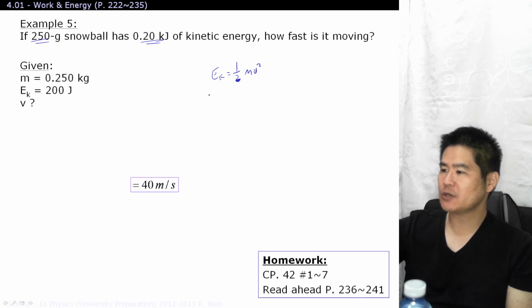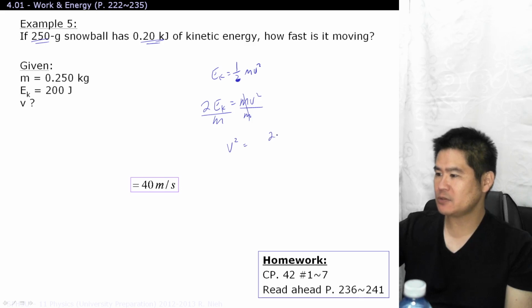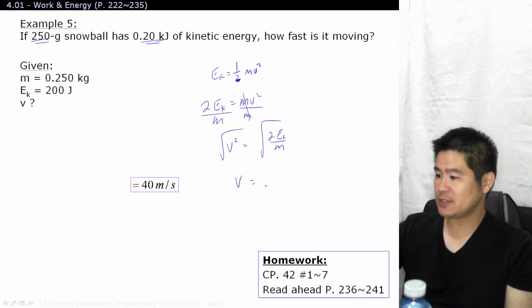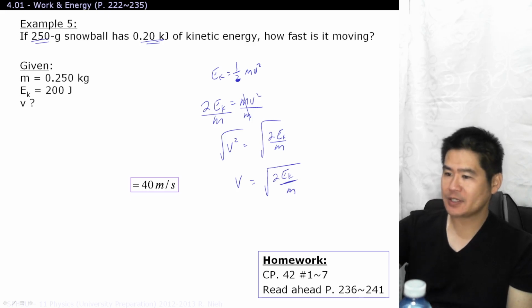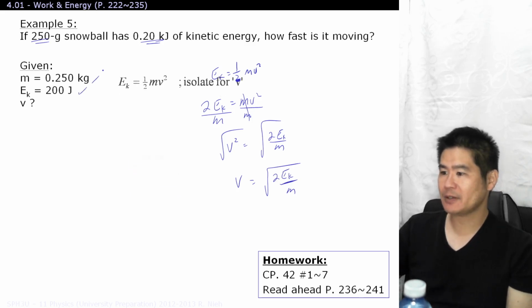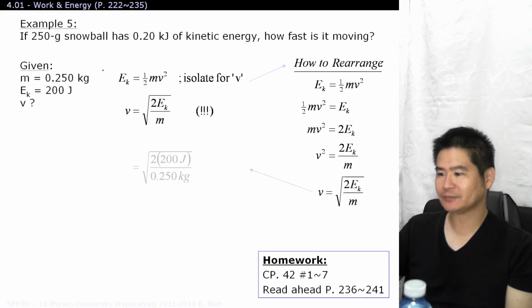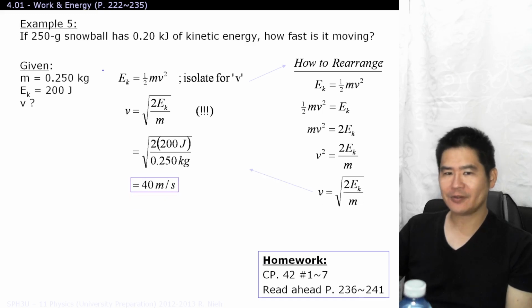So first thing we're going to do is multiply both sides by 2. So we get 2Ek is equal to mv squared. To get rid of the m, we divide both sides by m. Now we have v squared is equal to 2Ek over m. And we need to square root both sides to get rid of the squared. So v is equal to the root of 2Ek over m. Sub in the values for Ek and m. As you can see here, I've gone through it as an animation, and then you'll get your answer.